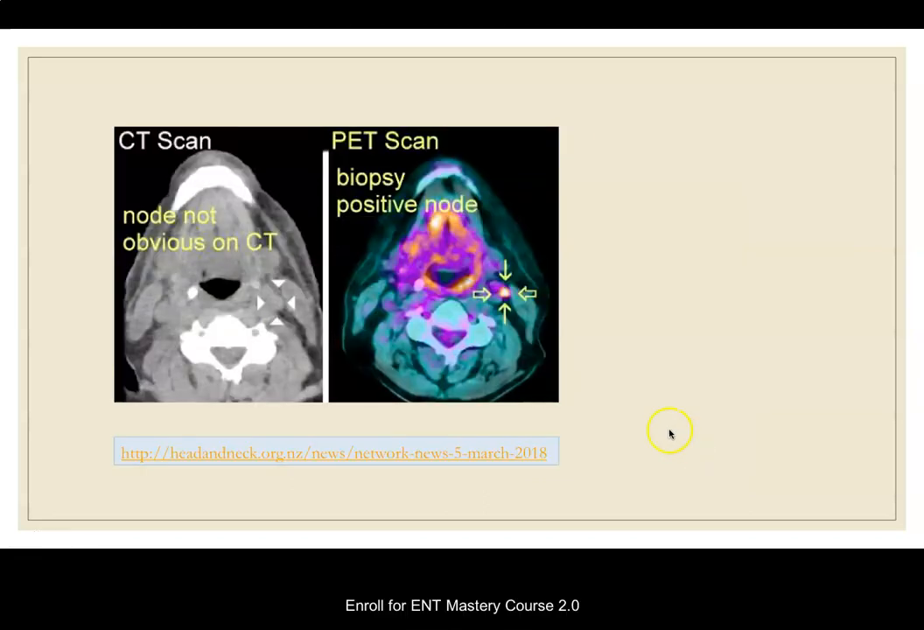Now this is a picture of a plain CT scan where there is a small node in the left area. You can see in the left neck area there is a small node, but it's not very obvious. Whereas in the PET scan, it is very much active. So you can easily remember that this is PET scan in relation to the other functional MRI picture.